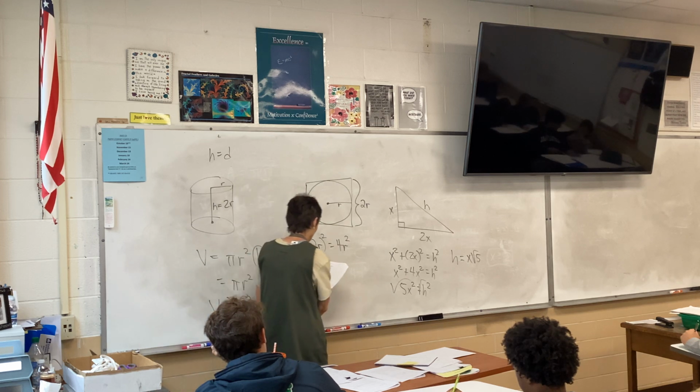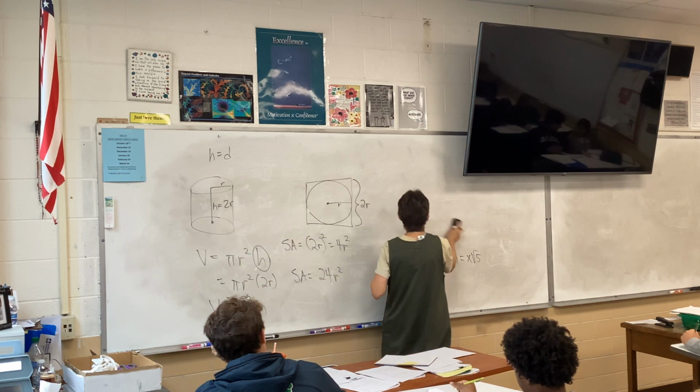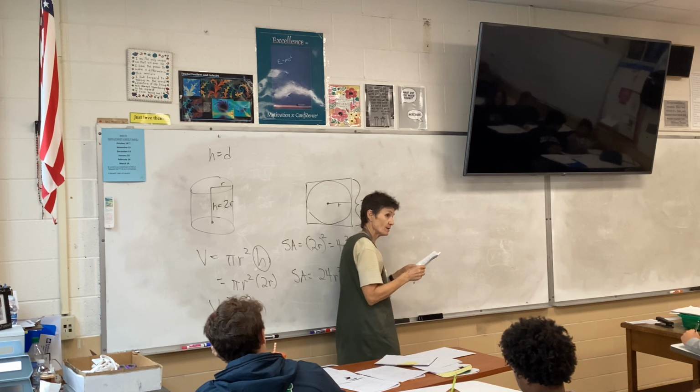When it says that the sphere is tangent to all 6 faces, that means the distance across the sphere is the same as the distance across the box. Okay.